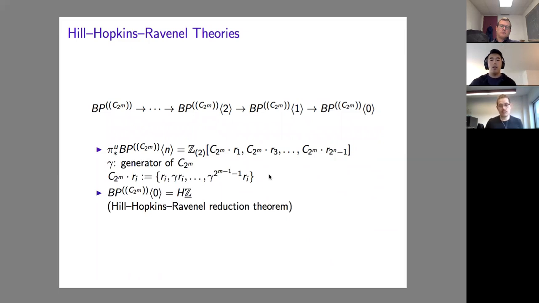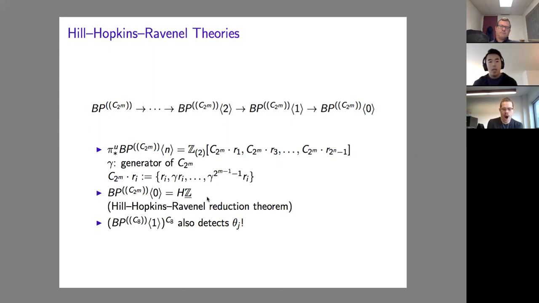Now if I look at the bottom piece of the tower, BP^G<0>, this is the Eilenberg-MacLane object associated with the constant Mackey functor Z. And this is the Hill-Hopkins-Ravenel reduction theorem. It's a technical theorem in the Kervaire invariant paper where they prove the very bottom piece of this tower is HZ-underline.